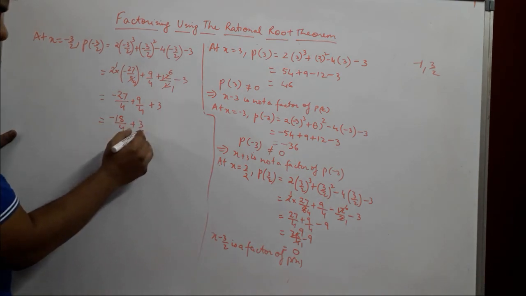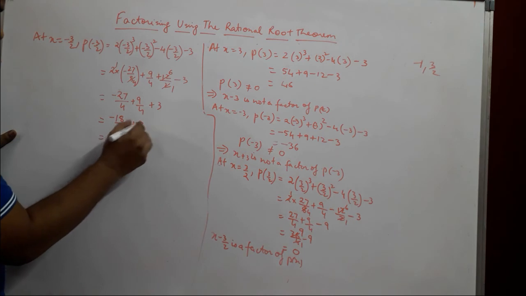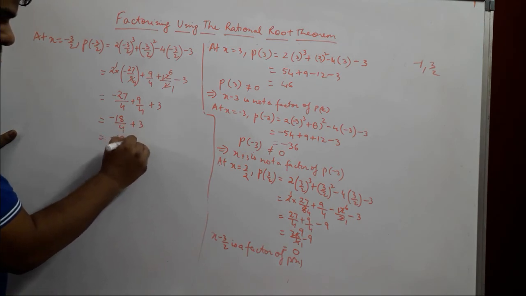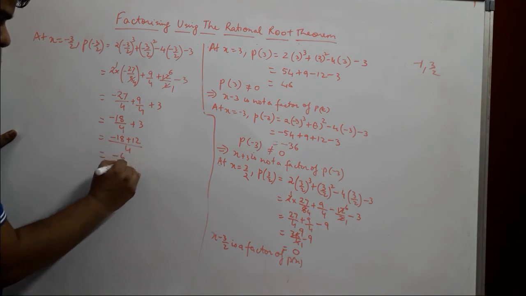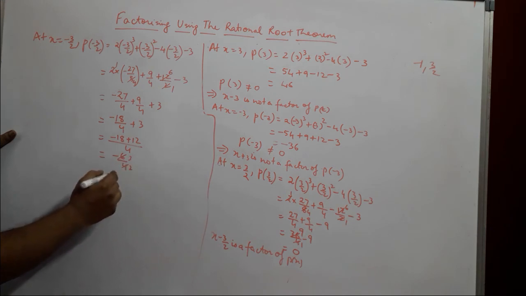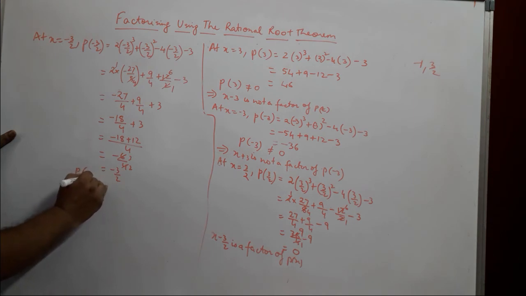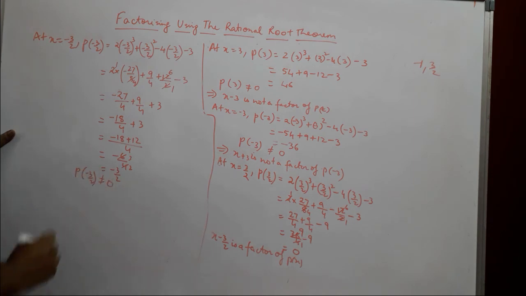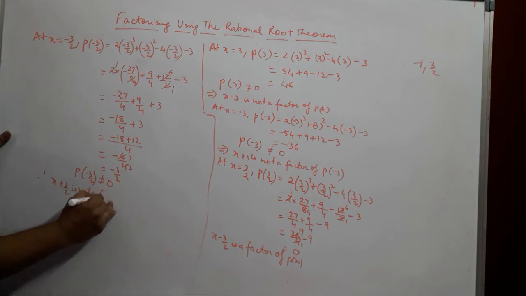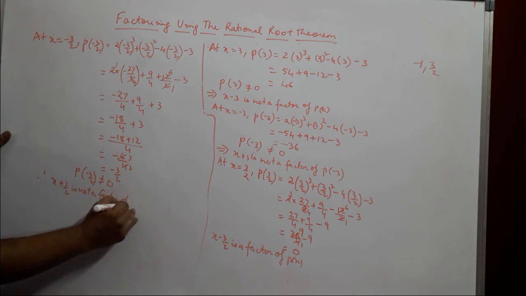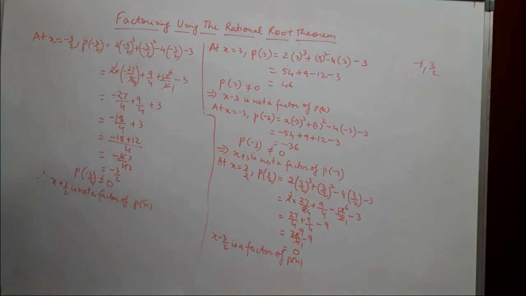To continue this further, we'll have to take the LCM. 4 into 3 is 12. So minus 18 plus 12 upon 4. That will come to minus 6 upon 4. 2 3s are 6, 2 2s are 4. So we get equal to minus 3 upon 2, which means that P of minus 3 upon 2 is not equal to 0. So therefore x plus 3 upon 2 is not a factor of P of x.